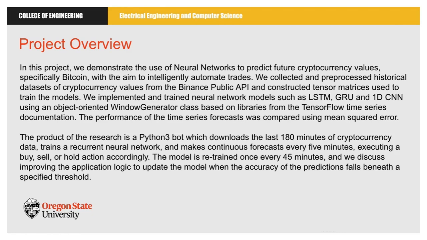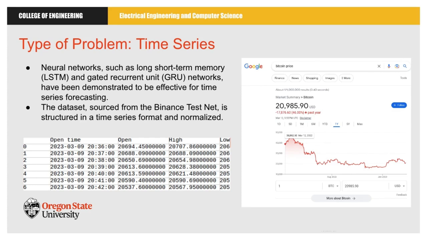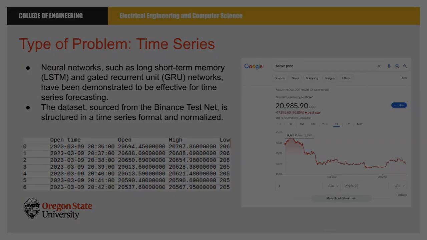We used TensorFlow's time series documentation to train models on historical Bitcoin datasets collected from the Binance API. The final Python 3 bot downloads the training data in real time, trains the model, and either buys, sells, or holds every 5 minutes based on the predicted price. Neural networks are well suited in time series forecasting. The historical Bitcoin dataset retrieved from the Binance API is structured in a time series format.